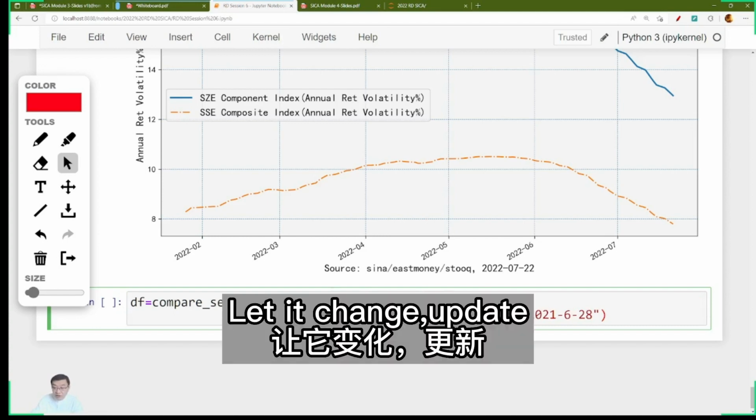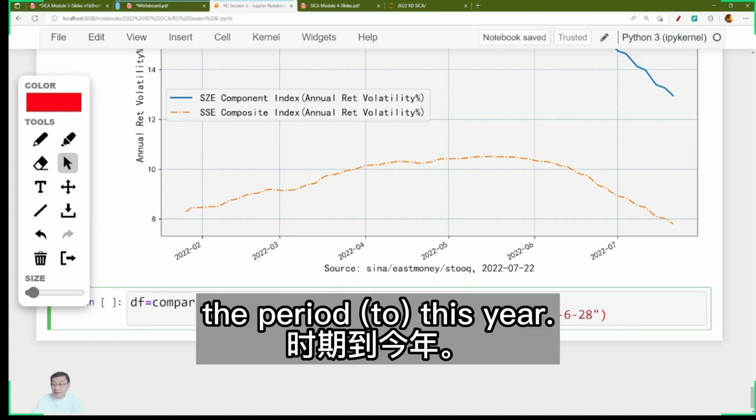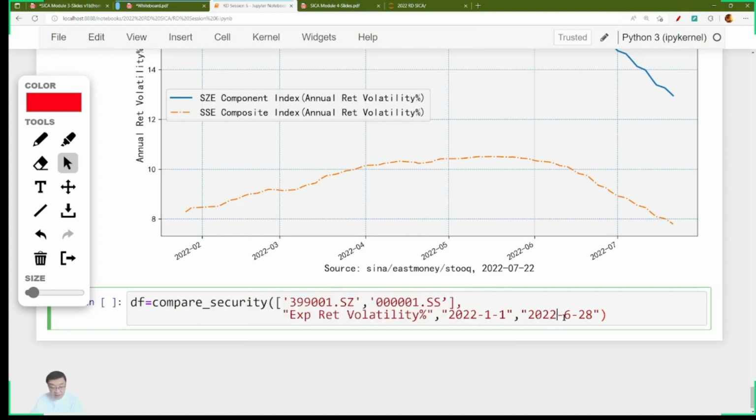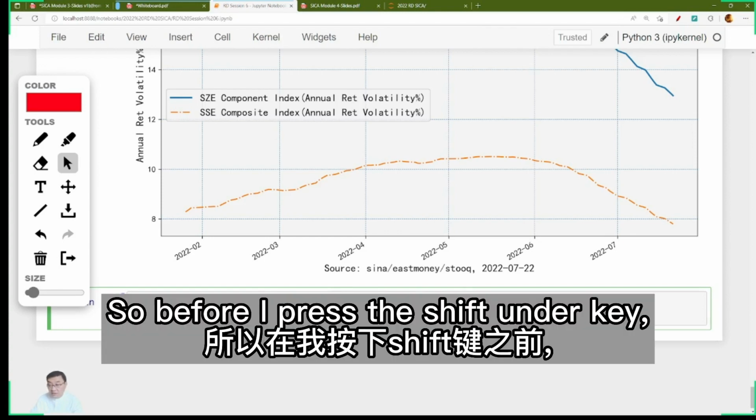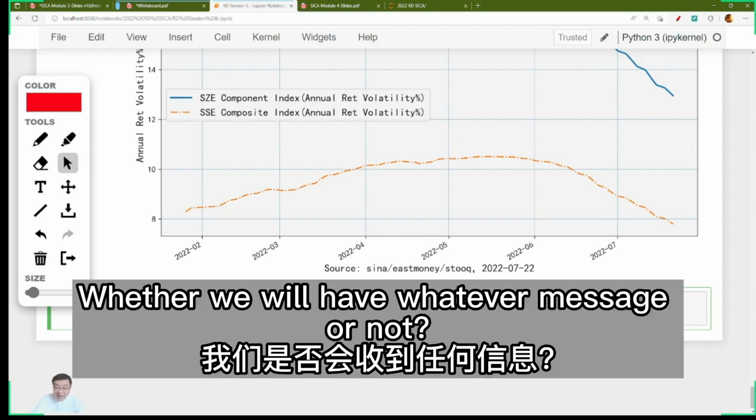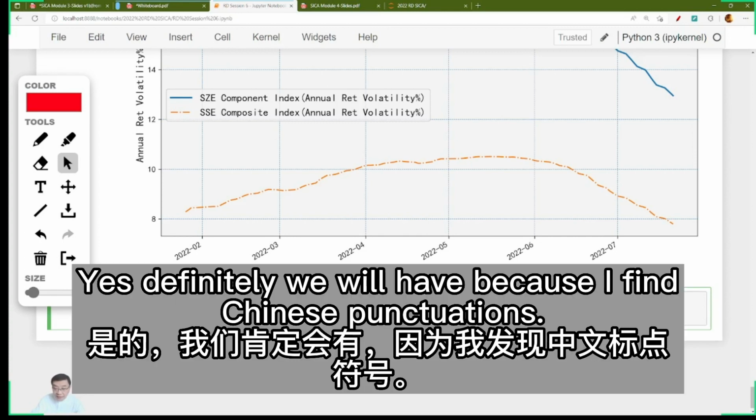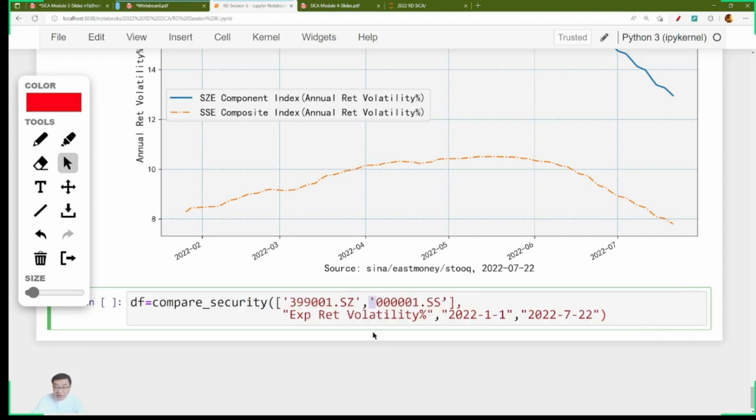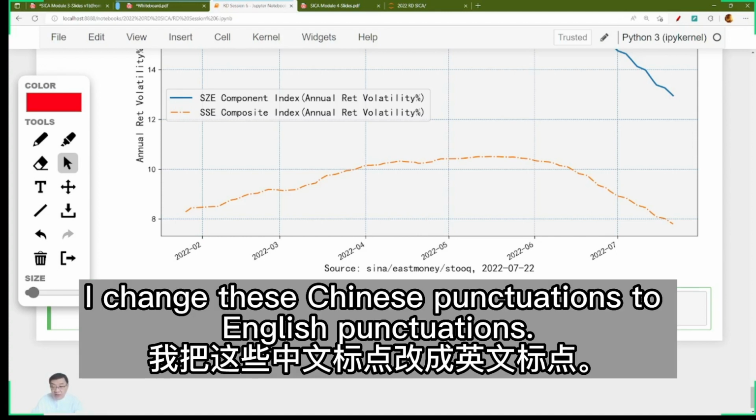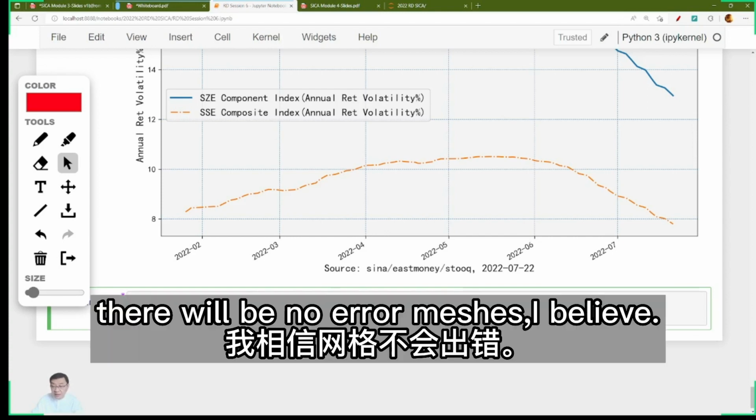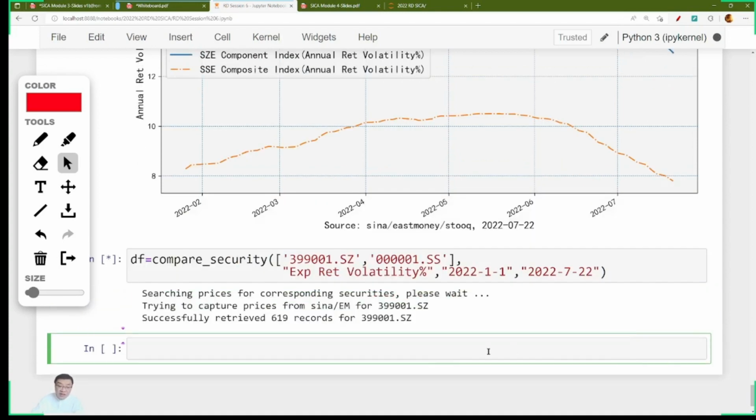Let's update the period to this year. So before I press the Shift-Enter key, do you have any idea whether we will have an error message or not? Yes, definitely we will have, because I find the Chinese punctuations. I changed these Chinese punctuations to English punctuations. Then there will be no error message, I believe.